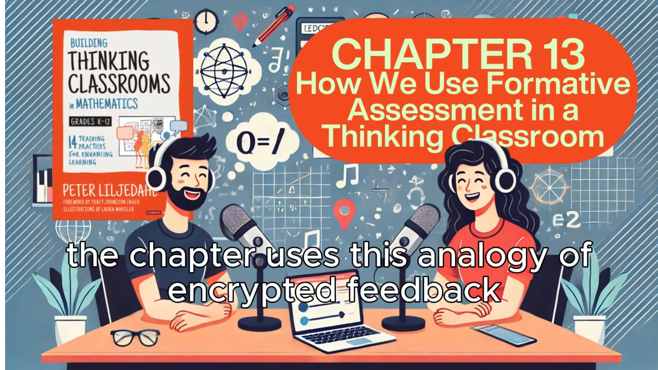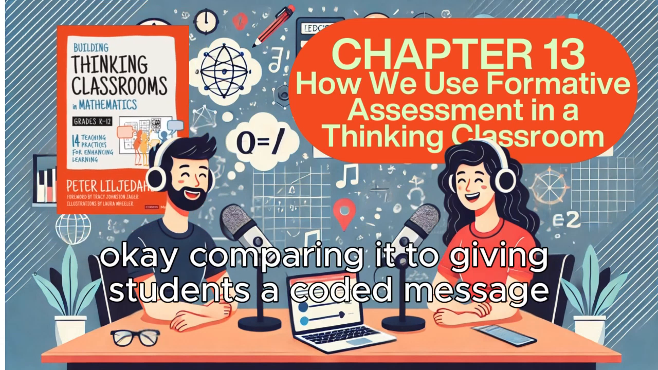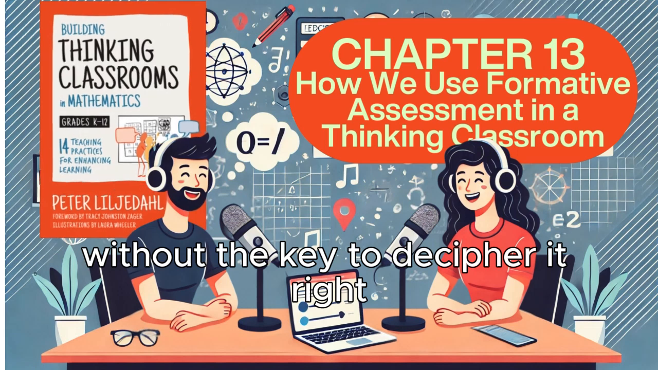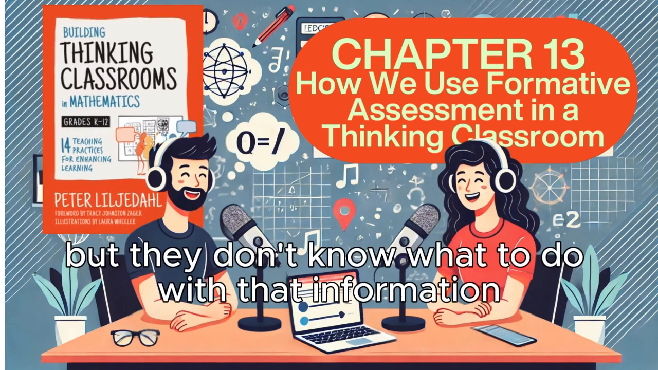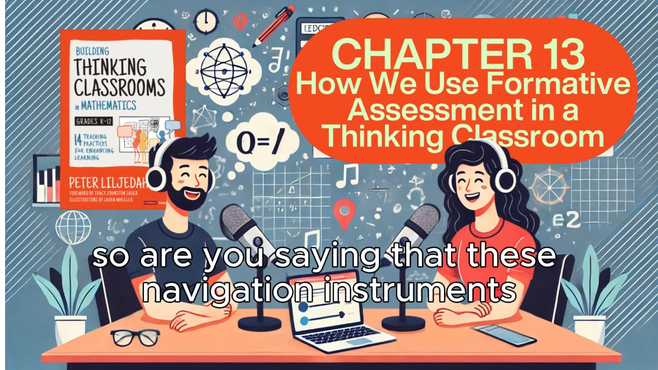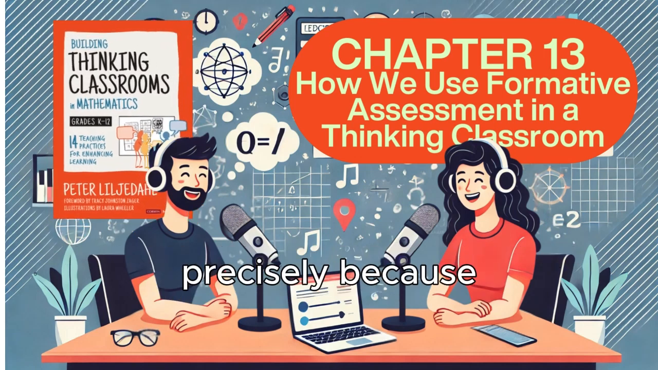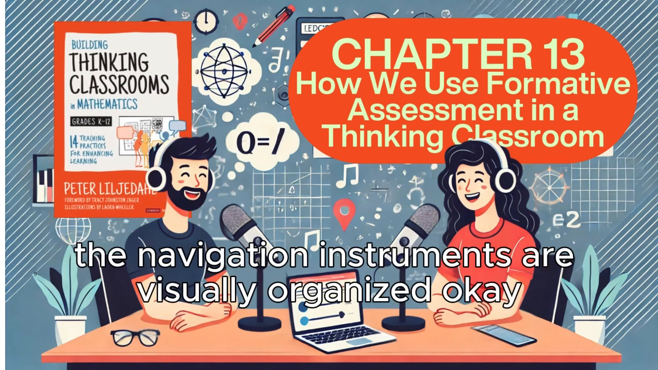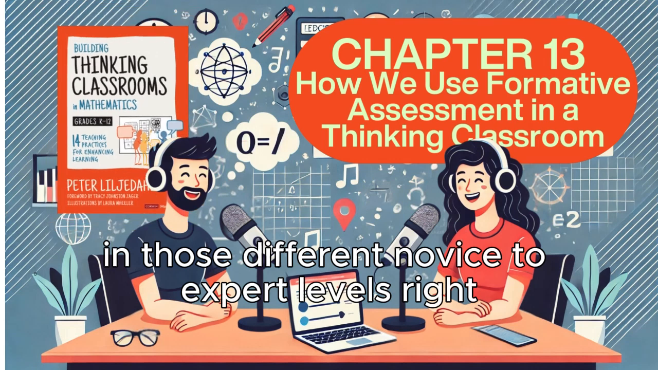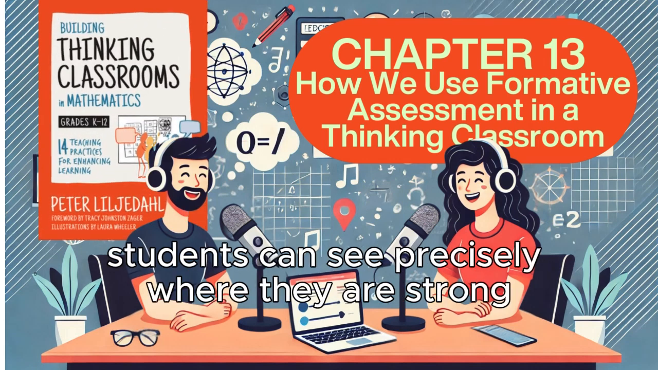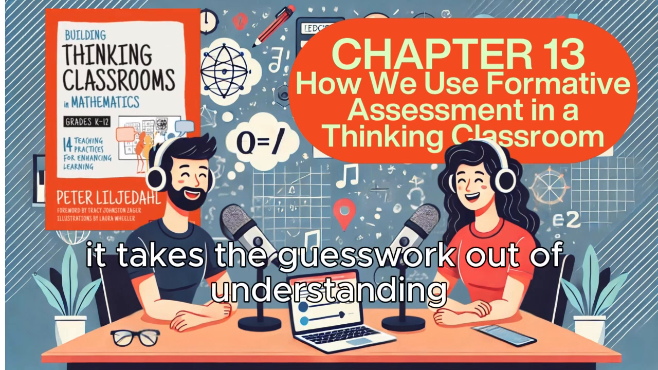Exactly. The chapter uses this analogy of encrypted feedback, comparing it to giving students a coded message without the key to decipher it. Right. They see the corrections, the comments, but they don't know what to do with that information. So are you saying that these navigation instruments act as the decoder ring? Precisely, because the navigation instruments are visually organized, breaking down the unit into subtopics and those different novice to expert levels. Students can see precisely where they are strong and where they need more practice. It takes the guesswork out of understanding the feedback.